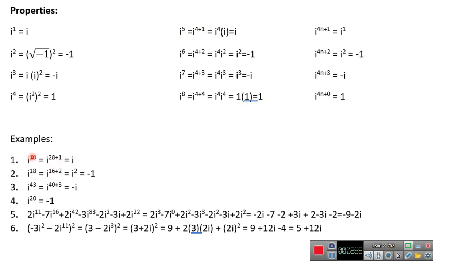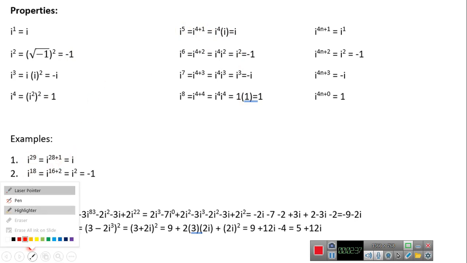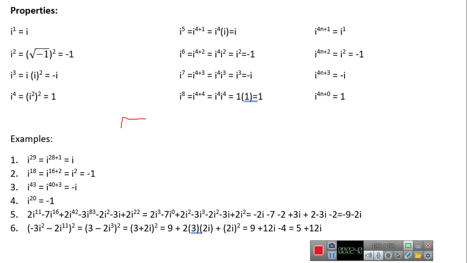So if you want to find i power 29, what do you do? You divide 29 by 4. It's 7, and the remainder is 1. It's like i power 1, which is i. For i power 18, you divide 18 by 4. You have remainder 2, so it's i square, which is minus 1. For i power 43, if you divide by 4, the remainder is 3. So i cube is minus i.